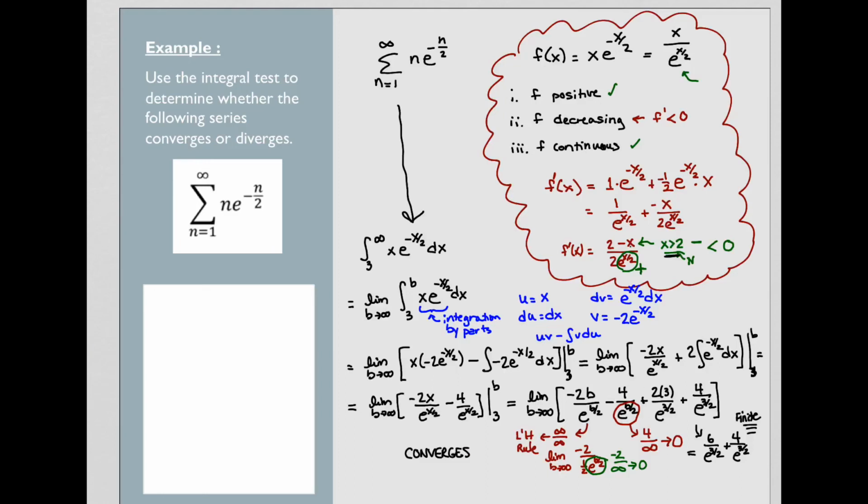And if the integral converges, then the integral test tells us that the infinite series converges. So let's write down that conclusion. The series converges by the integral test.